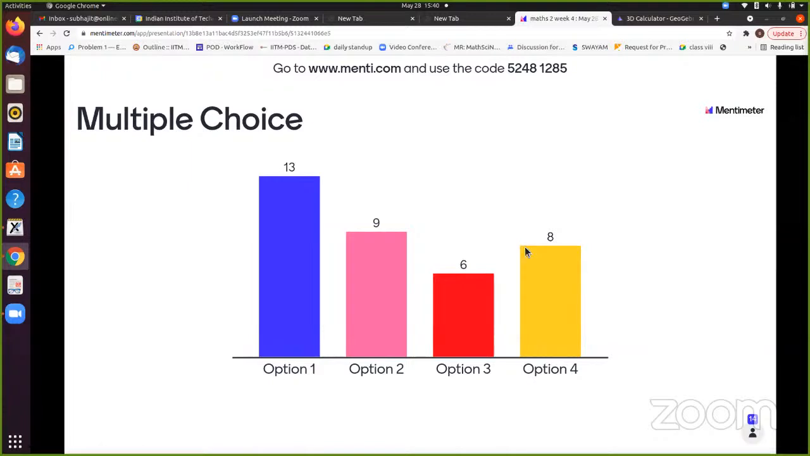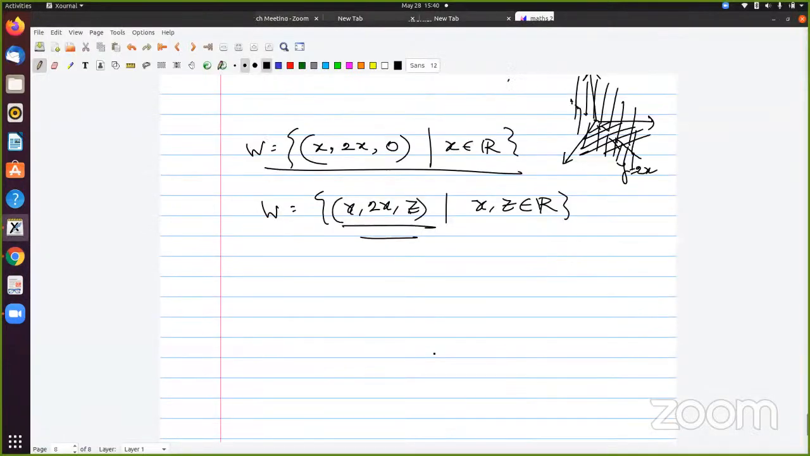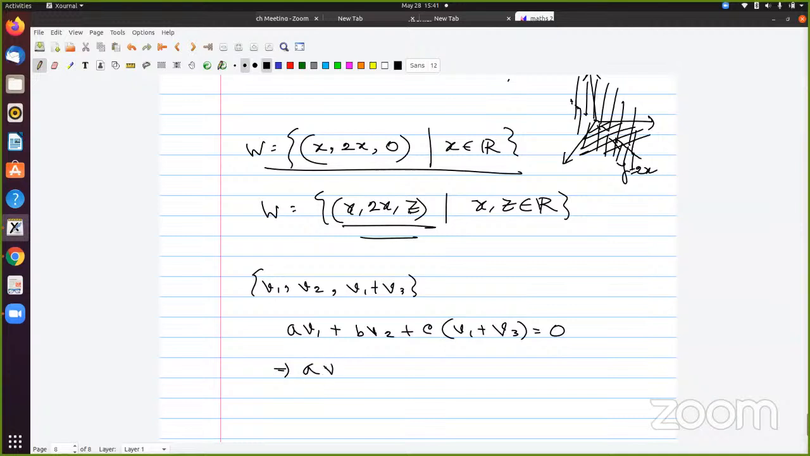Okay. Good. So I am going back to the question slide. So V1, V2, V1 plus V3, the first one. Is it a basis? So you have to check whether this is linearly independent or not. It's linearly independent, sir. So this is the thing we have to check. And what about A, B, C? Whether these are zero or not.